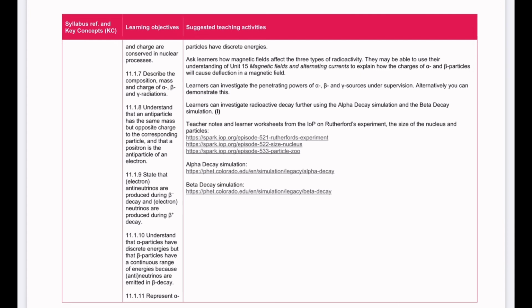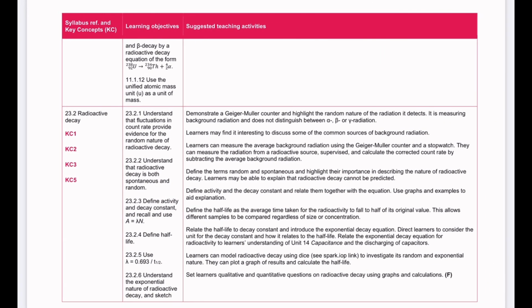11.1.10. Understand that alpha particles have discrete energies, but that beta particles have a continuous range of energies because antineutrinos are emitted in beta decays. 11.1.11. Represent alpha and beta decay by a radioactive decay equation in the form uranium goes to thorium plus alpha. 11.1.12. Use the unified atomic mass unit u as a unit of mass.